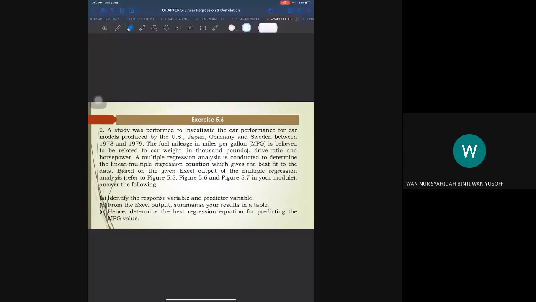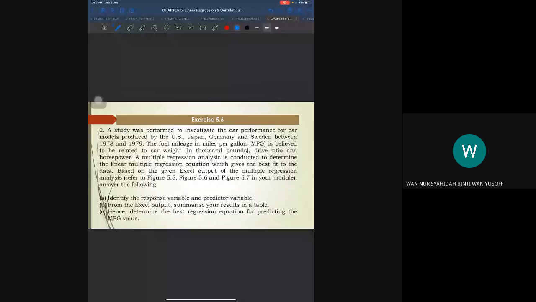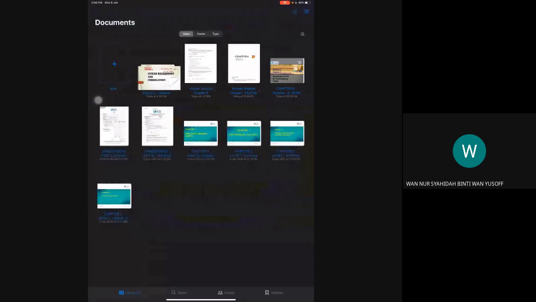Okay. A, identify the response variable and predictor variable. From the Excel output, summarize your result in a table. In your module, you have the output, and then summarize it in a table as in example 5.9. Hence determine the best regression equation for predicting the MPG value. For C here, you can write the best model among the best models, no need to write one by one. Okay, let's go to the answer.